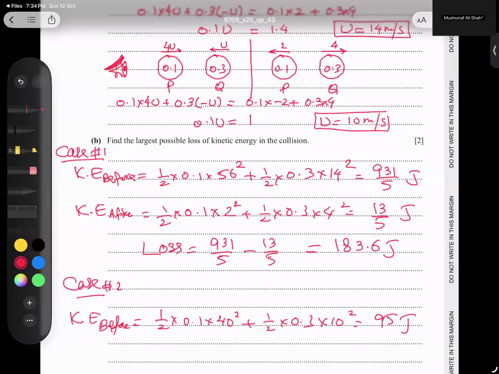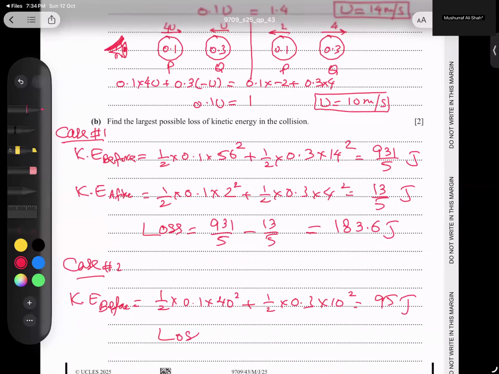And this I am getting is 95 joules. Okay, now you just check it. If I subtract them, what happens then? 95 minus 13 over 5, and I get this answer, 92. So the second loss, if I subtract, because before is always bigger and this is smaller. So what is the second loss? 95 minus 13 over 5, and the answer I am getting is 92.4 joules. But he said find the largest possible. So my answer finally is 183.6. I hope the concept of the question is clear.